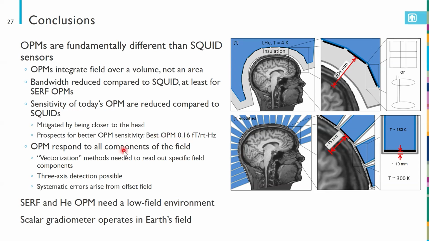The OPM responds to all components of the field, and we use these vectorization methods to read out the specific field components that we want. And 3-axis detection is possible. And then, systematic errors can arise from offset fields, and there are techniques to mitigate them. The SERF and helium OPMs operate in a low field environment, whereas the scalar gradiometer operates in the Earth's field. So that's some of the main points I want you to take away from this talk.